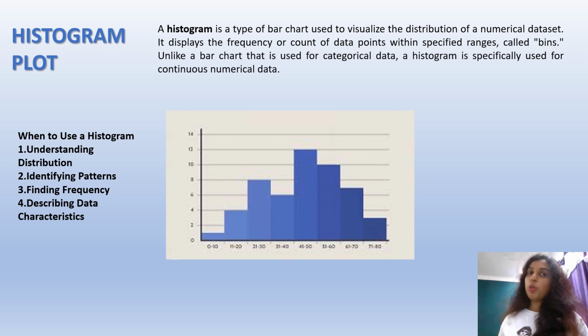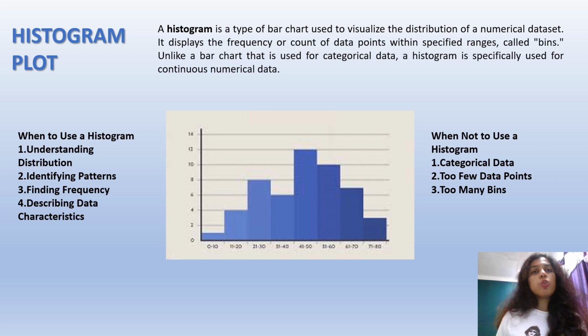Let's see when not to use a histogram. Histograms are meant for numerical data. For categorical data, use bar charts instead. If there are not enough data points, the histogram may not provide meaningful insights. In such cases, it might be better to use a different visualization. Using too many bins can make the data look noisy and difficult to interpret. Similarly, too few bins can oversimplify the data.